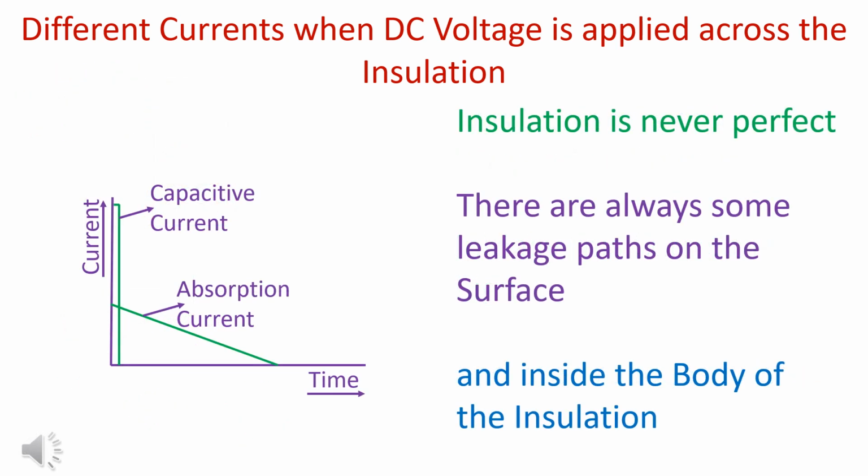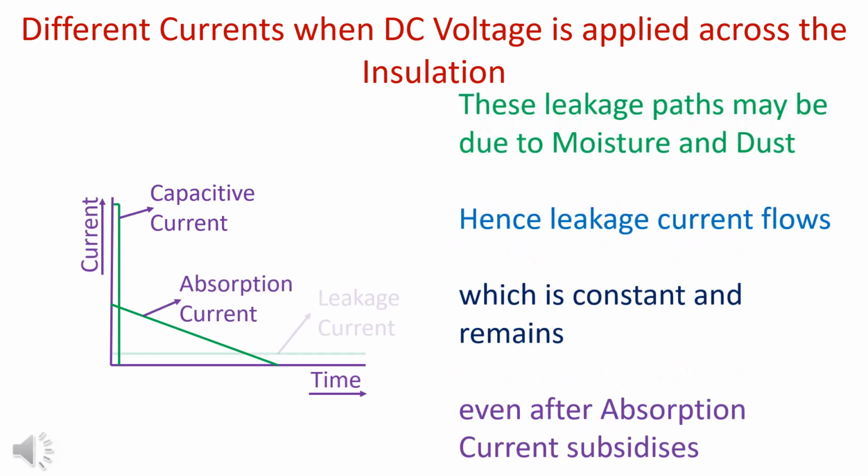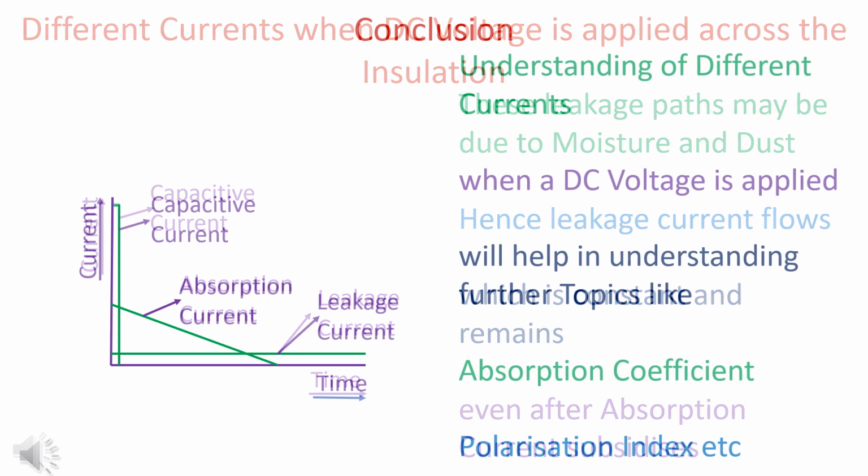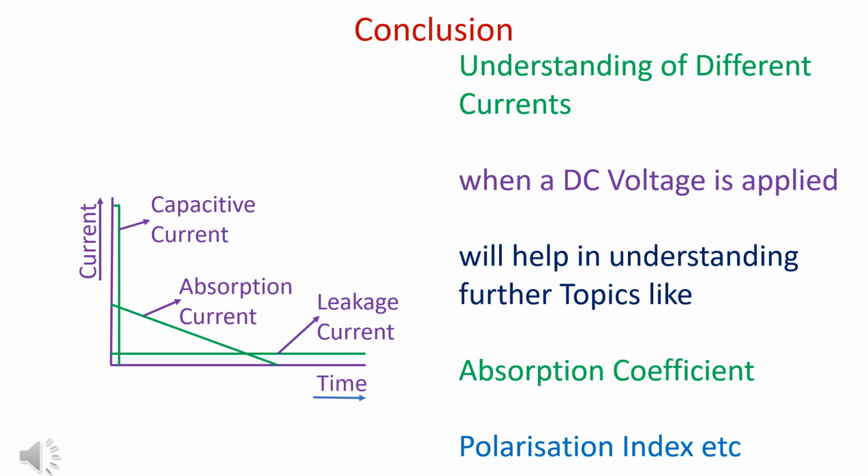There are always imperfections in the insulation. That is, there are leakage paths on the surface and inside the insulation. Hence, leakage current flows through these paths. This current is constant. Understanding various currents when a DC voltage is applied across the insulation helps in understanding various topics of insulation like absorption coefficient, polarization index, etc. These topics will be covered in future videos.